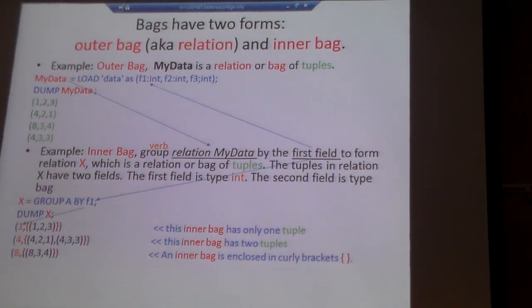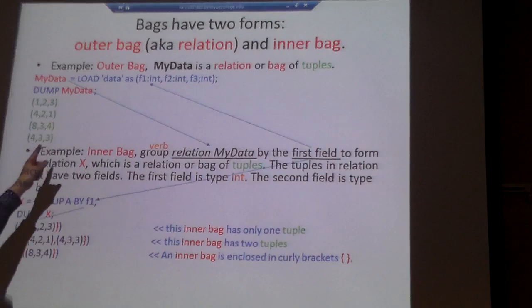So here, I tried to use colors to make things consistent. There are 2 kinds of bags. There's technically, I think it's called an outer bag, but most people call them a relation, and I have no idea why. And then there's something called an inner bag. So this is sort of like real data. We have an outer bag, and its name is my data.